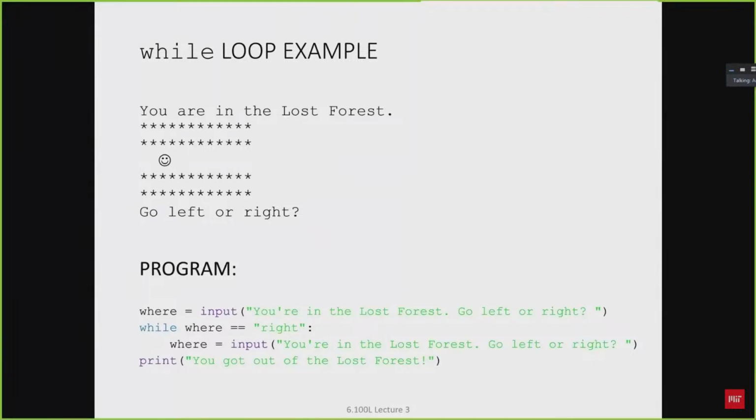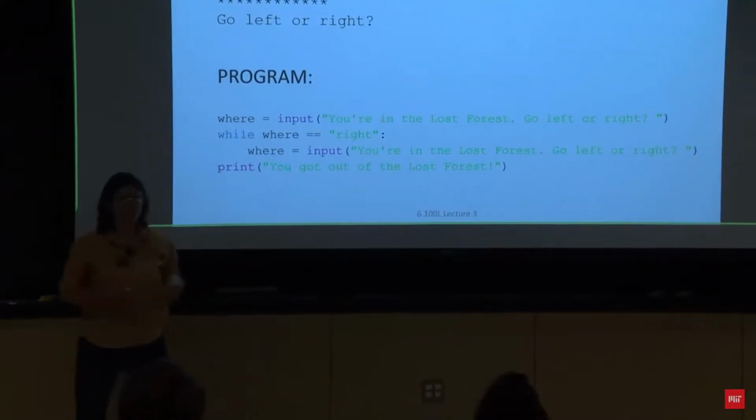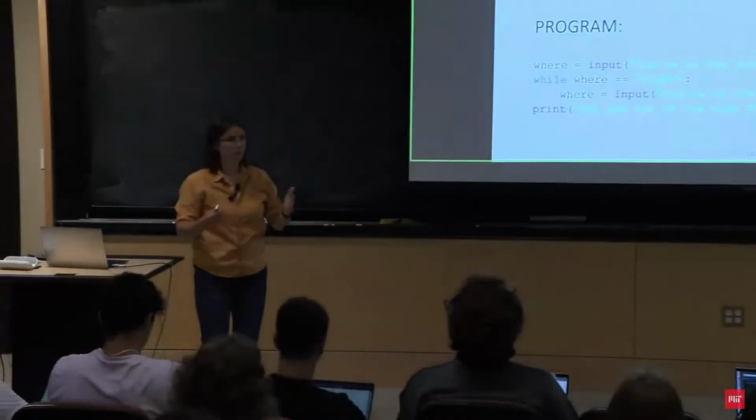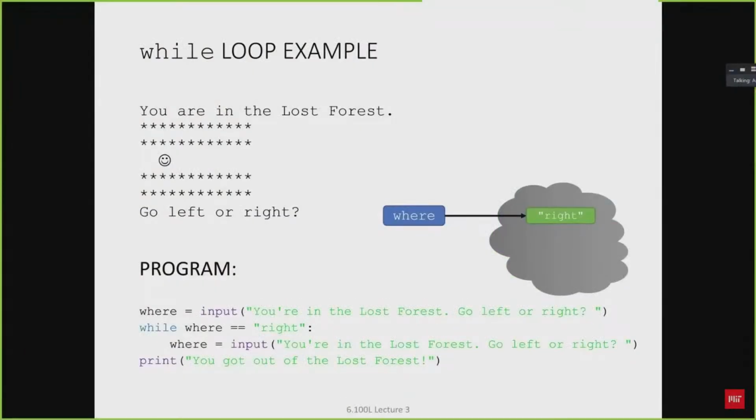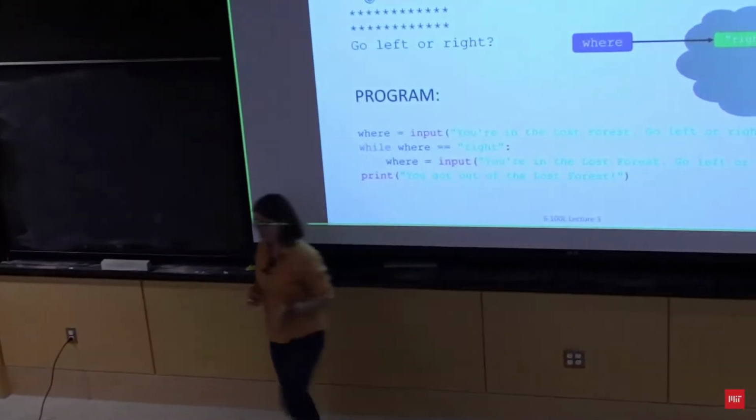So let's try to code up this Lost Woods program with a while loop. Here we've got our question that we ask the user, do you want to go left or right? And we're going to grab the user input as a string and save it in a variable called where. So whatever the user types in will be saved in the variable called where. In my computer memory, if the user types in right, that particular sequence of characters will be saved as the variable where. Then we finish this first line of the code, and then we check while the value of where is equivalent to right, what are we going to do?